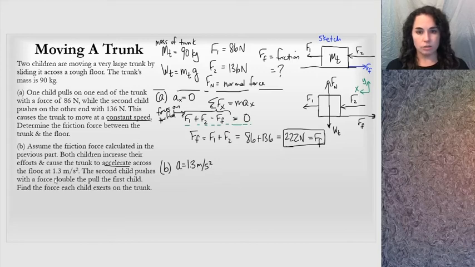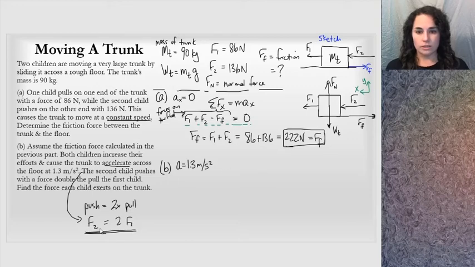The second child pushes with a force double the pull of the first child. So the push equals 2 times the pull. And I know the pulling force is F1 and the pushing force is F2. So that gives me an equation in order to relate those two forces. That's what that statement means. The second child pushes with a force double the first child. Okay, so I have a relationship, and they ask me to find the force each child exerts on the trunk.